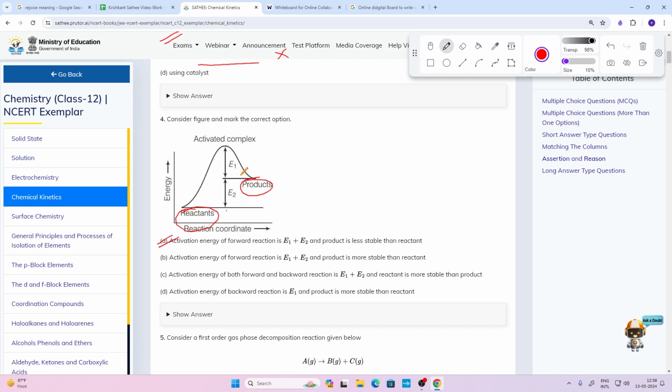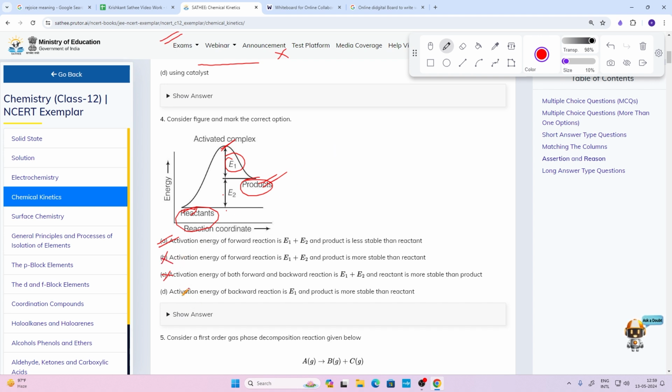It is correct. But if you talk about the product, so if you go in the backward reaction, then the product will become reactant and the reactant will become product. Okay. So in that case, E1 will be the activation energy, right? So if this is reactant and this is the transient state, then E1 will be the activation energy. So this is wrong. This is also wrong.